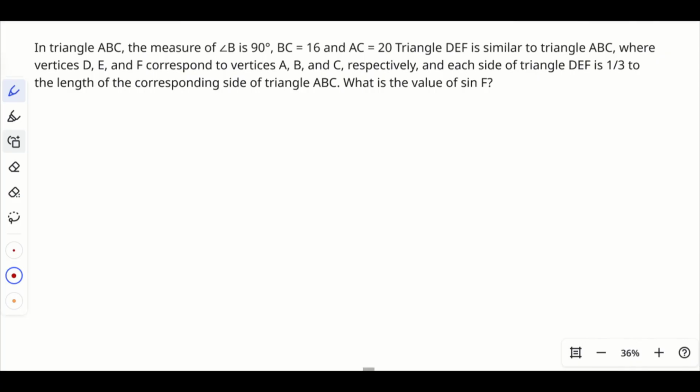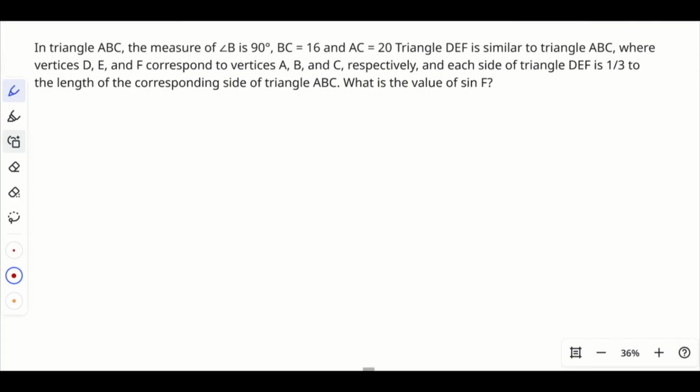In triangle ABC, the measure of angle B is 90 degrees, BC is equal to 16 and AC is equal to 20 centimeters. Triangle DEF is similar to triangle ABC where vertices D, E and F correspond to vertices A, B and C respectively. And each side of the triangle DEF is one third the length of the corresponding side of triangle ABC. And our question is, what is the value of sine F? So many things are given here and we have to find sine F.